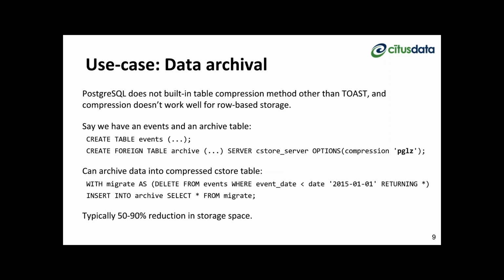The other big use case is data archival. There's not really a built-in compression mechanism in Postgres for regular tables. There's certainly TOAST, where big values like big strings are stored more or less outside of your table and can be compressed, but there's no general table compression mechanism. And it wouldn't even work well, because in a row-based table you get some ID, some timestamp, some value, and other things, and this doesn't compress well together compared to a columnar store.